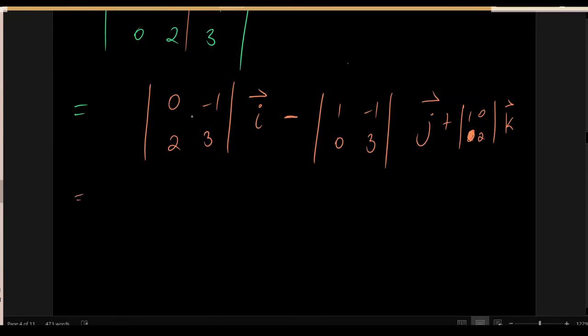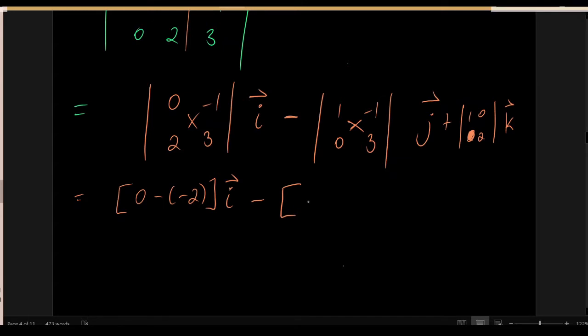We have 0 times 3, take away 2 times minus 1. 0 times 3 is 0. 2 times minus 1 is minus 2. 0, take away minus 2, times the vector i. Subtract what we get by taking the first diagonal, subtracting the product on the second diagonal.